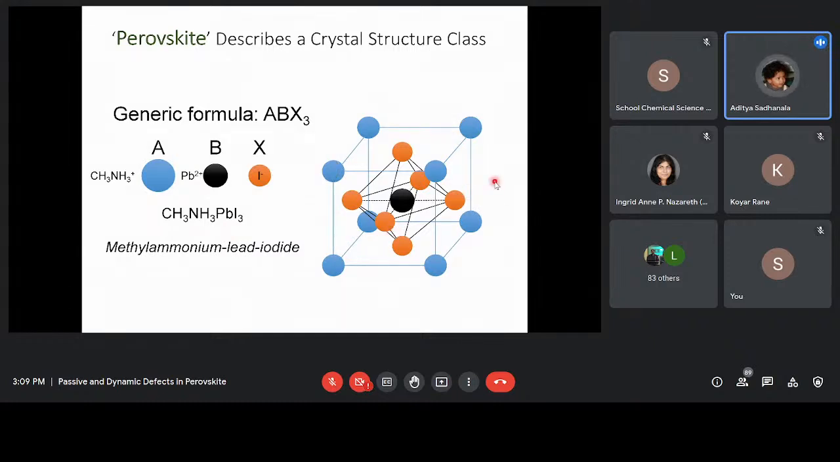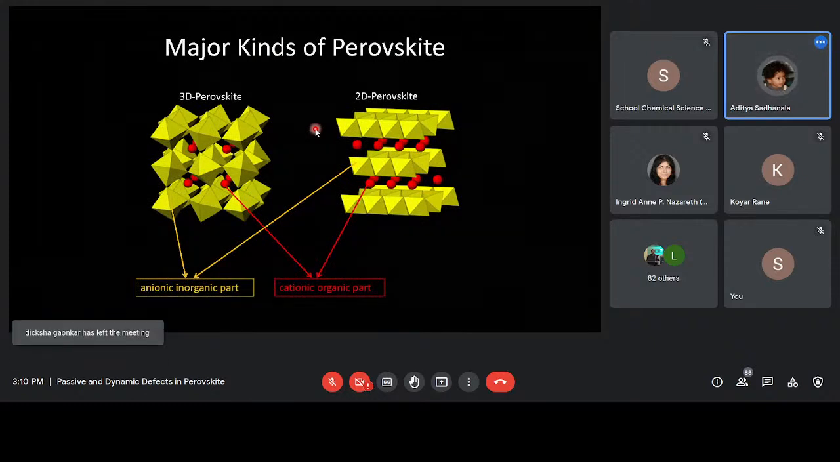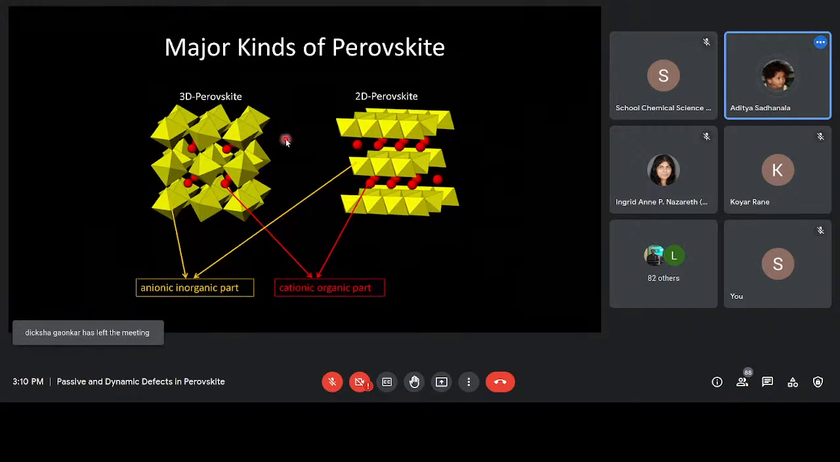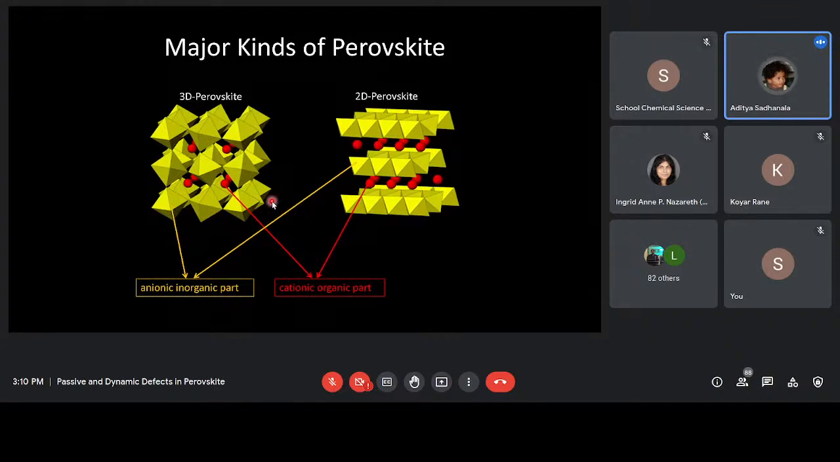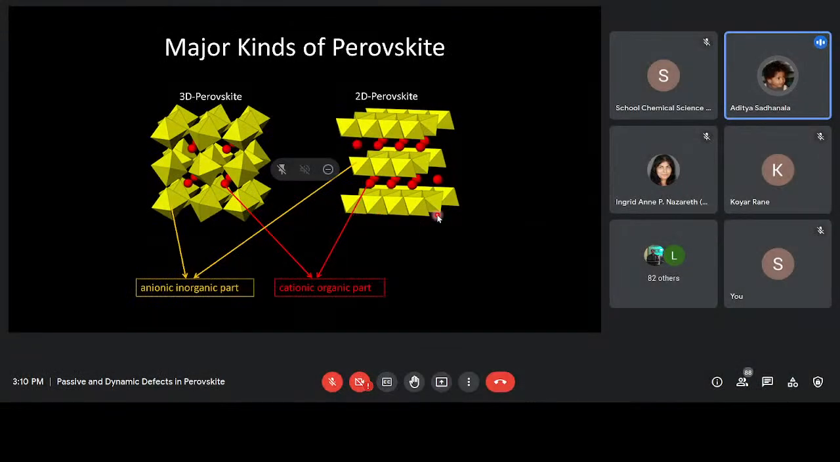But as I said, it's a big family, and that family doesn't just include the ones which have a formula of ABX3. You can also extend that, and you have something like this, as I'm displaying on the screen at the moment. So you also have families which have three-dimensional perovskites, which are connected in all three directions, which means the charge transport is possible in all three directions. We also have two-dimensional perovskites where the charge transport happens only along one plane. It's a 2D charge transport.